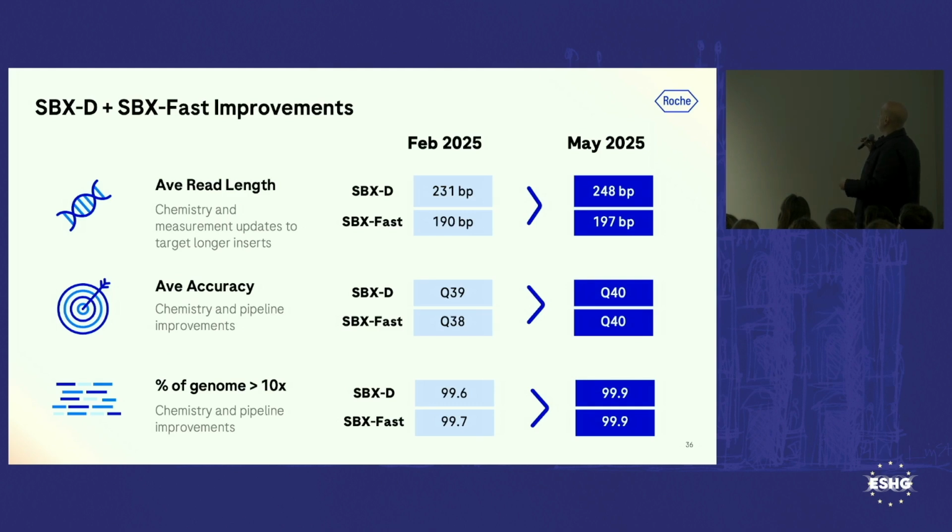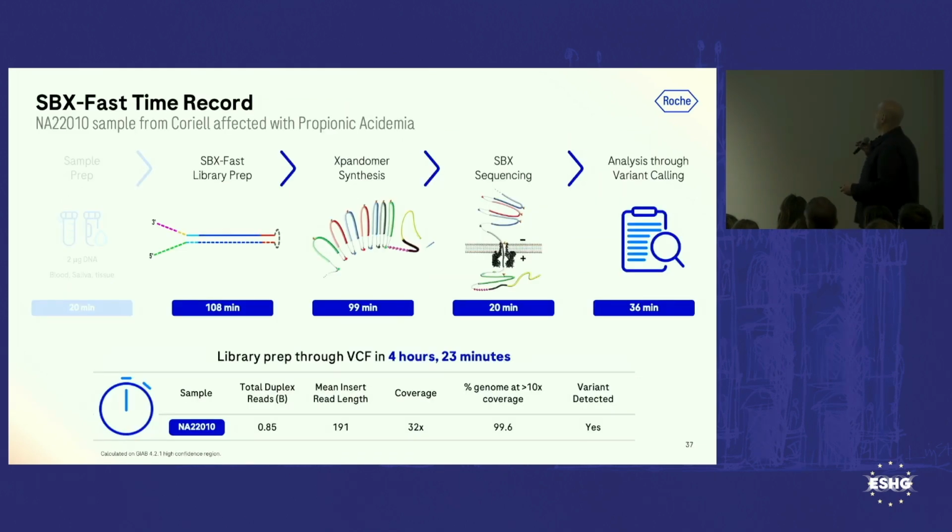So in comparing February to May, we can see the read length differences between SBXD and FAST, going from 230 to 248. Both increased there. The improvement in Phred scores to Q40, and then coverage improvements. So across the board, we've improved the chemistry and the detection. So this is a fun one.